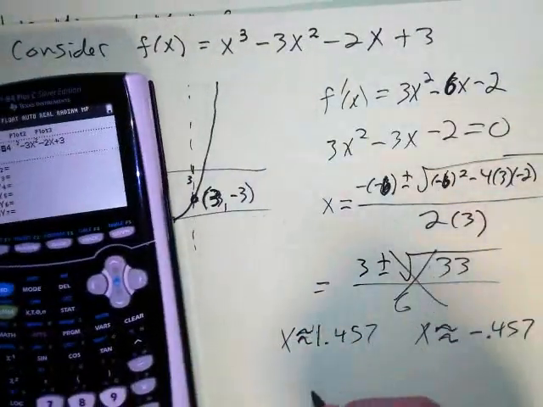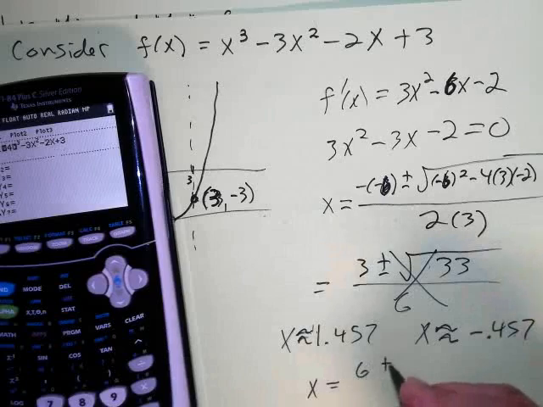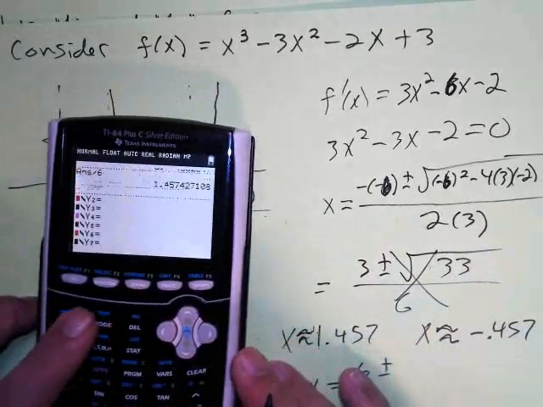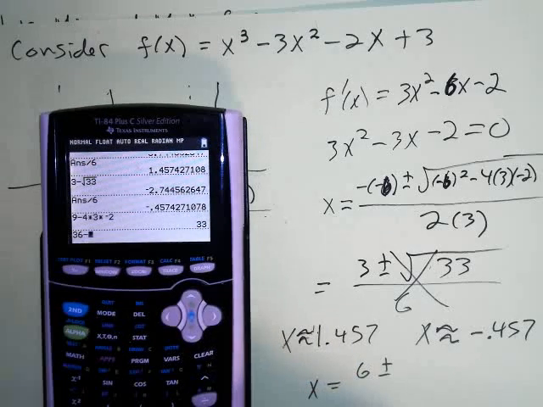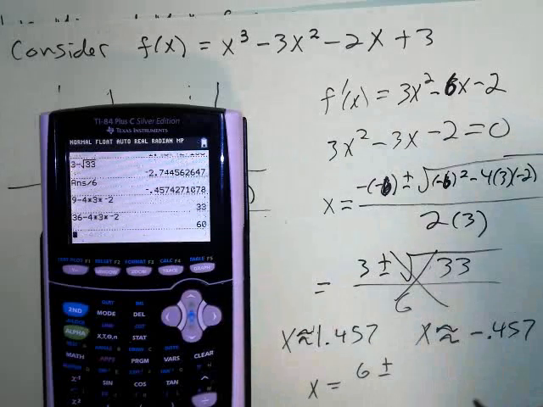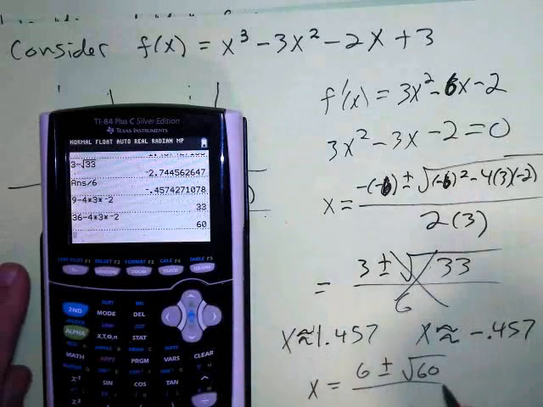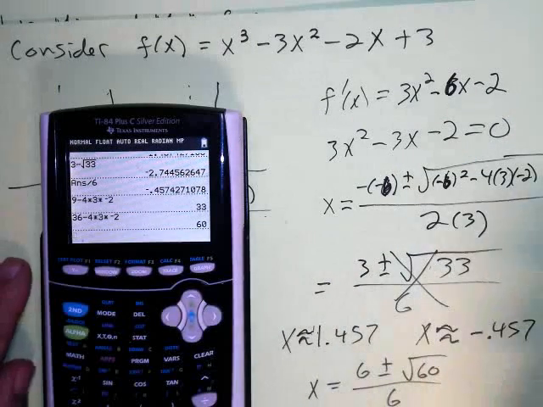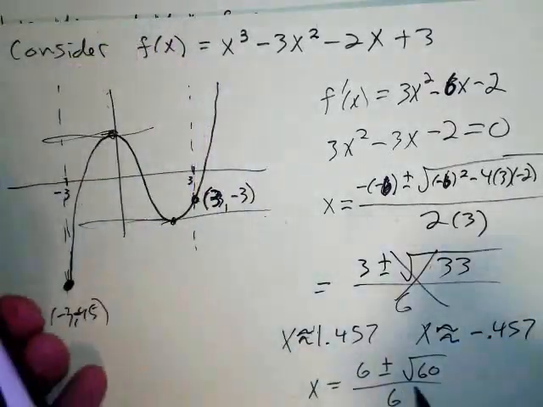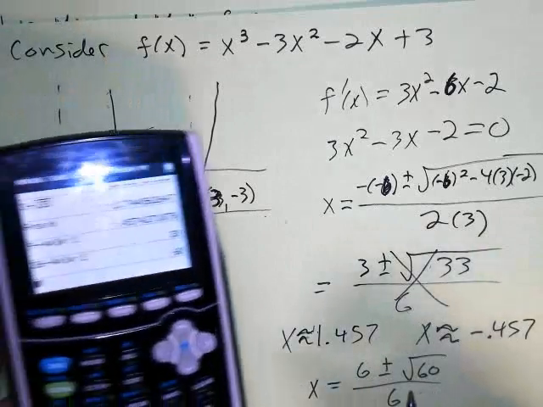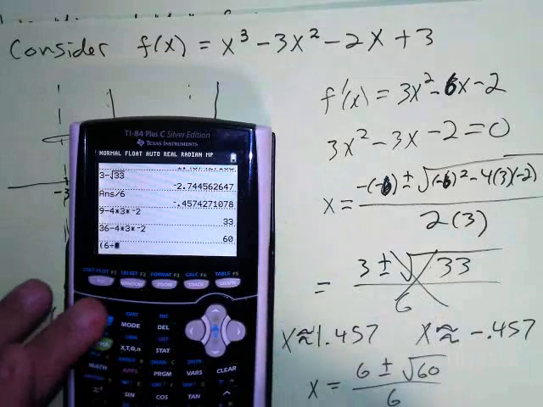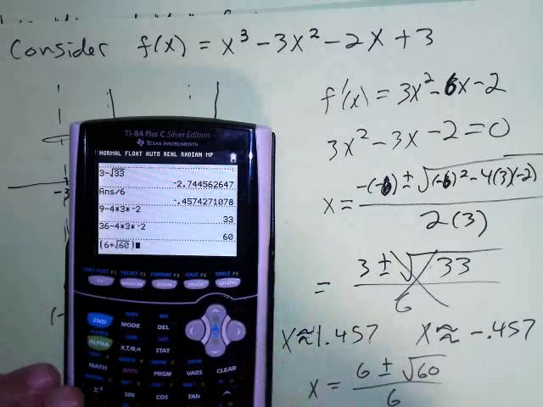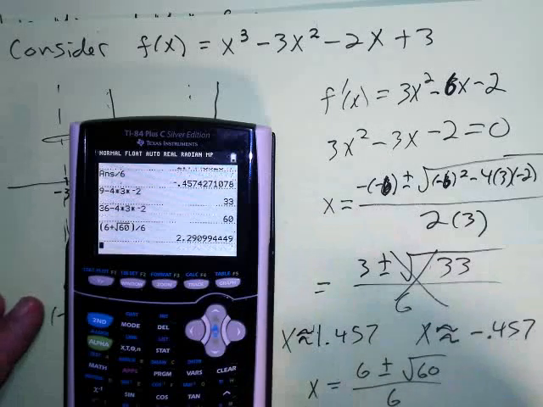So instead of this, I'm going to get 6 plus or minus the square root of 36 minus 4 times 3 times negative 2. So this would be square root of 60 all over 2 times 3 is 6. So let's put this in then. I'm going to put 6 plus square root of 60 divided by 6.